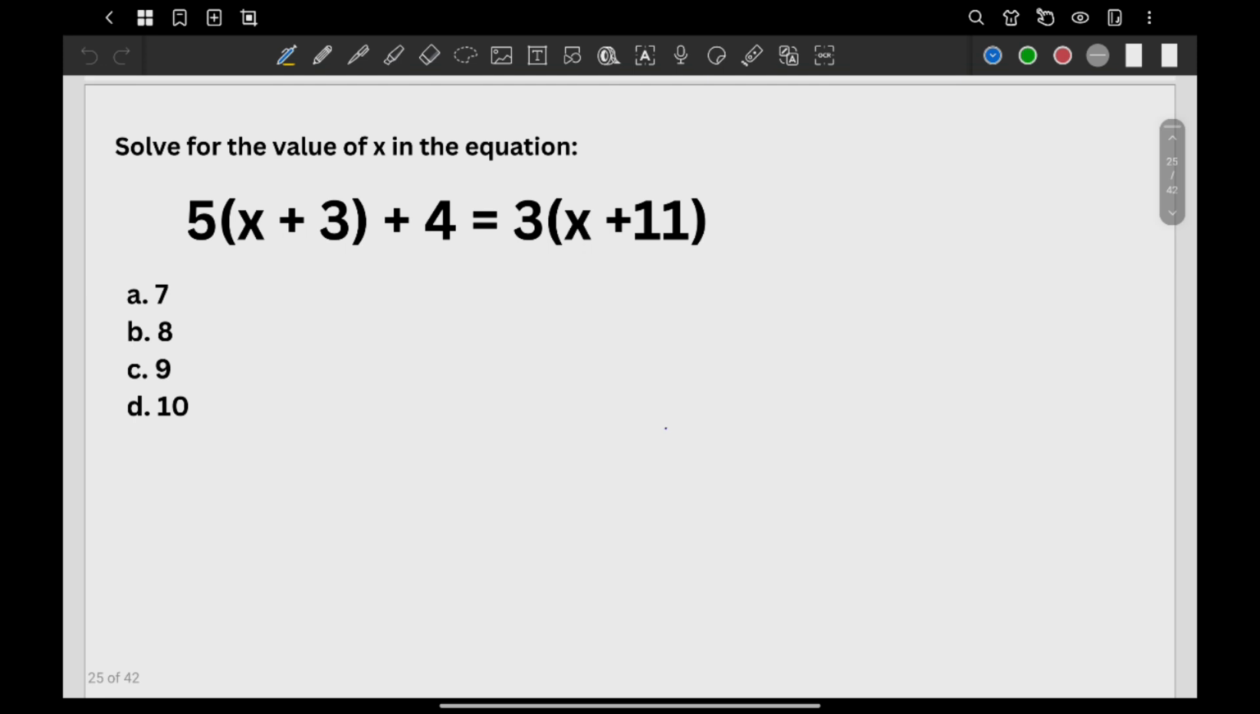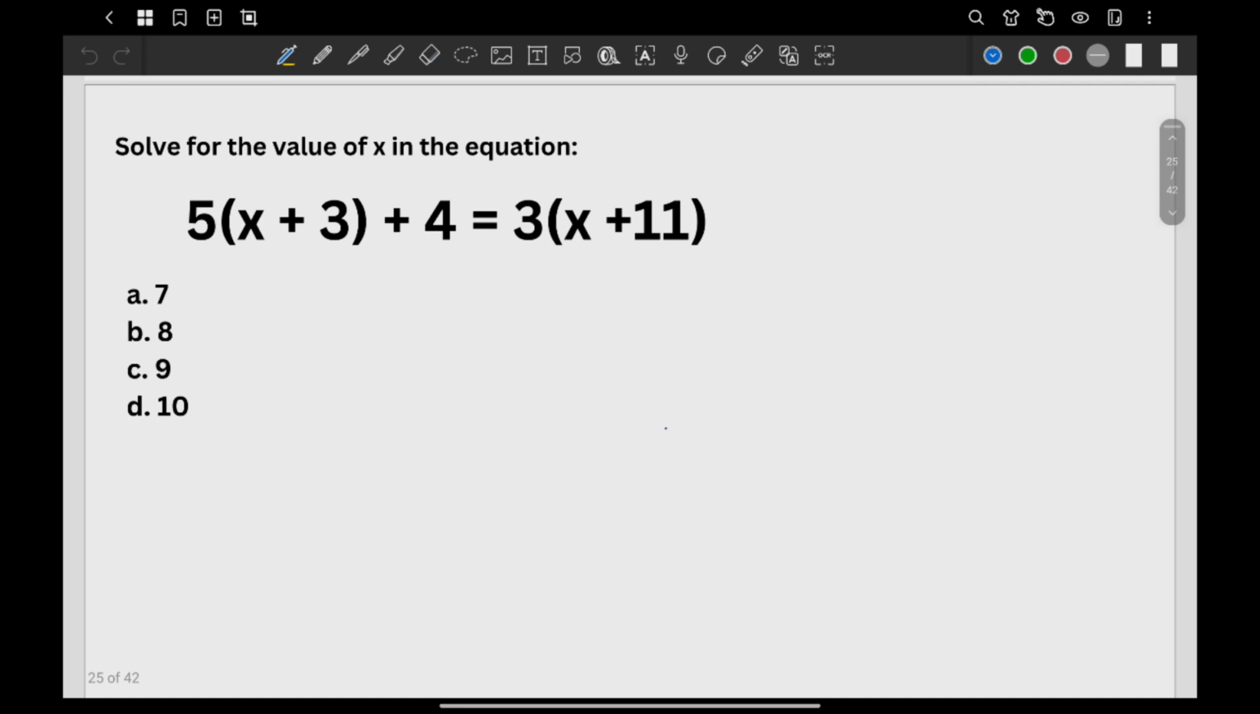So, sir, what about we have this kind of given? There's already, what do you call this, parenthesis? Okay? There's already a grouping symbol. So, if the given is like this, we have to what? We distribute first. I hope you can still recall your distributive law.